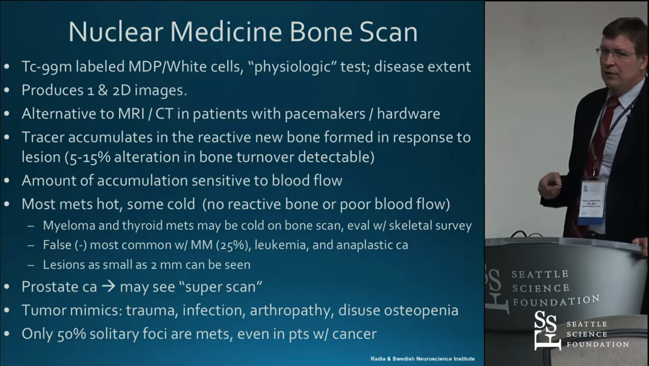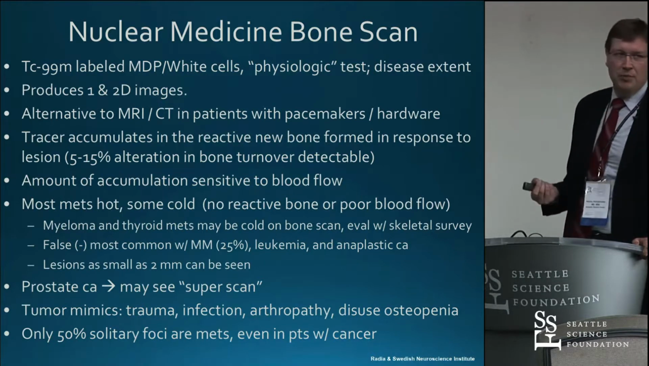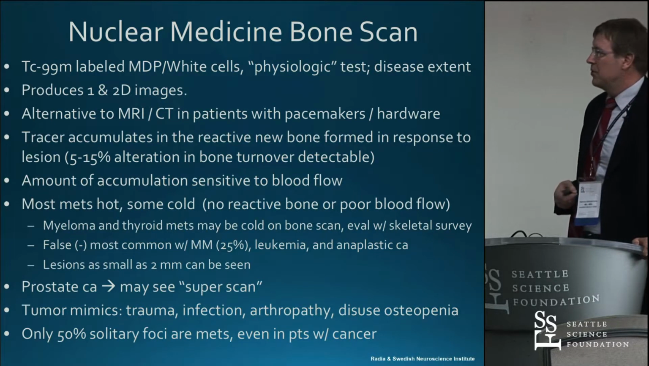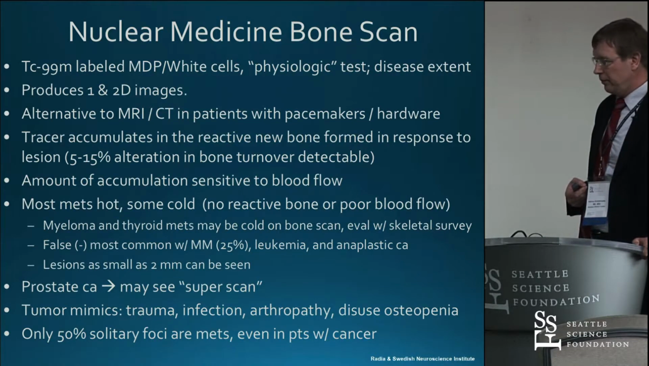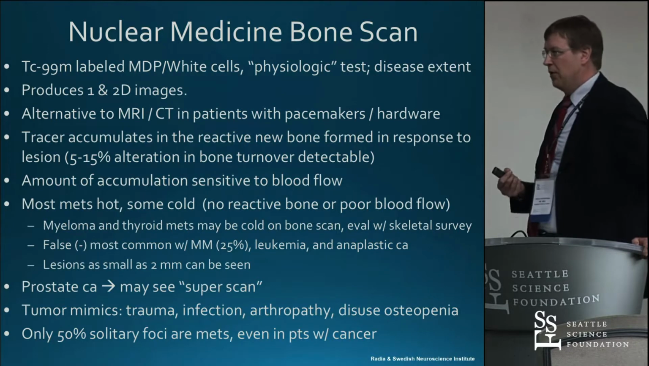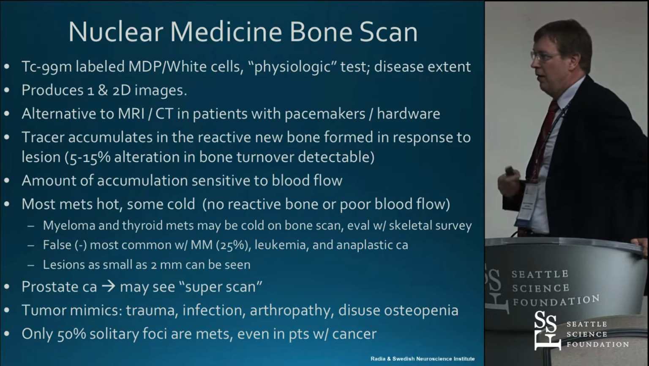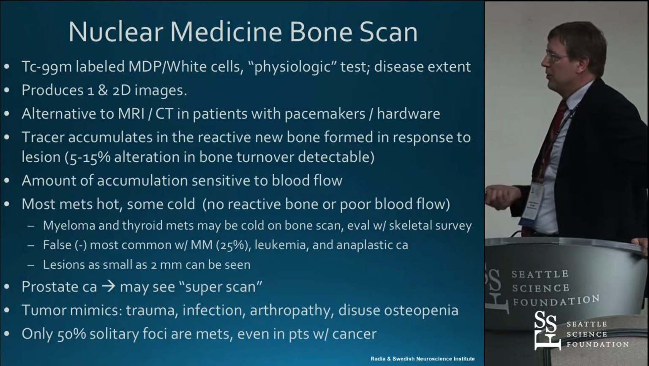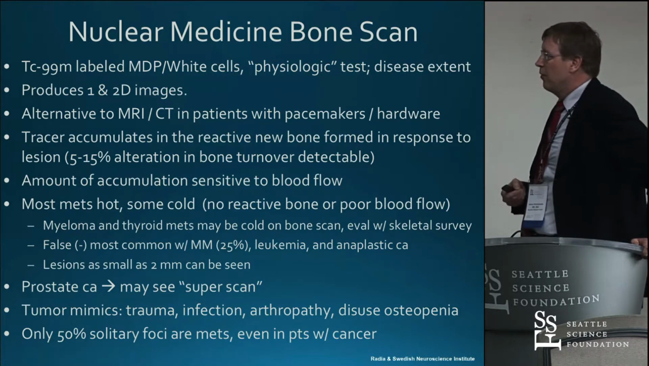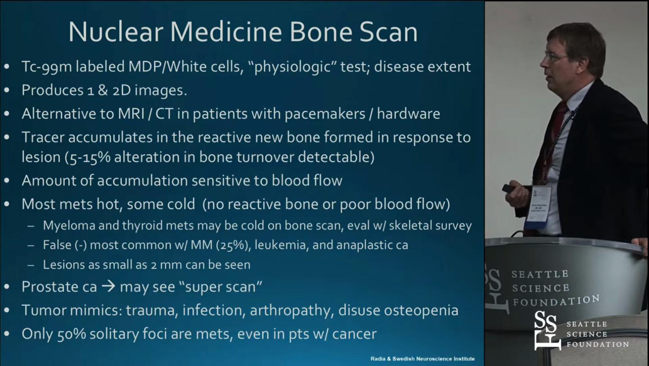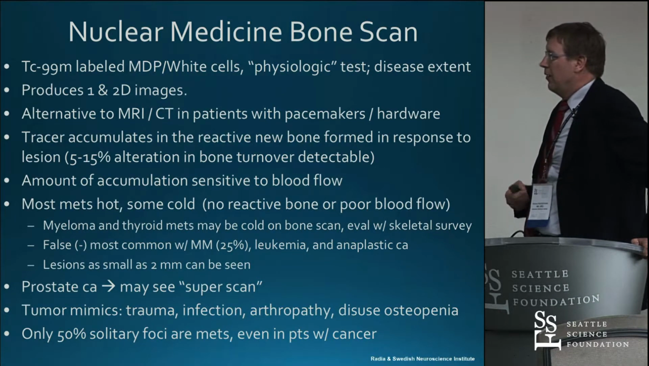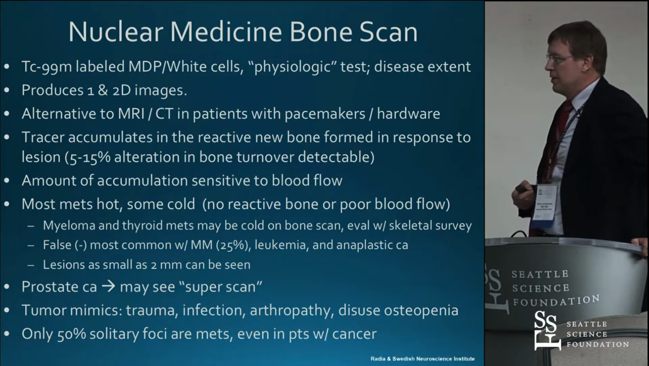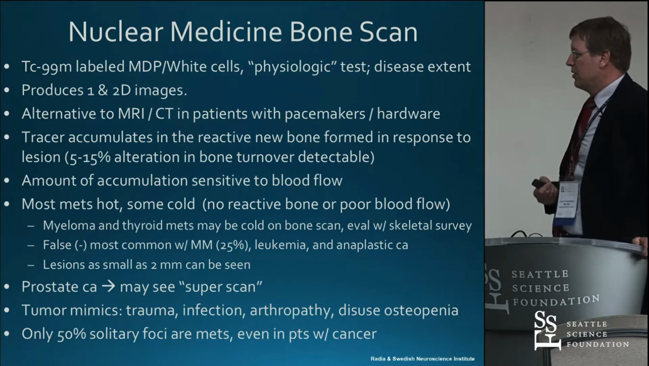Even as low as 5 to 15% alteration in bone turnover is enough for us to see. And the amount of accumulation is sensitive to blood flow. The reason this works is most metastases, for example, are hot, so to speak, so we see these on a bone scan. However, some are cold because there is no reactive bone formation or blood flow is poor. Some examples of these types of lesions are myeloma and thyroid mets, which may be missed on bone scans. So these should be evaluated really with the bone skeletal survey.